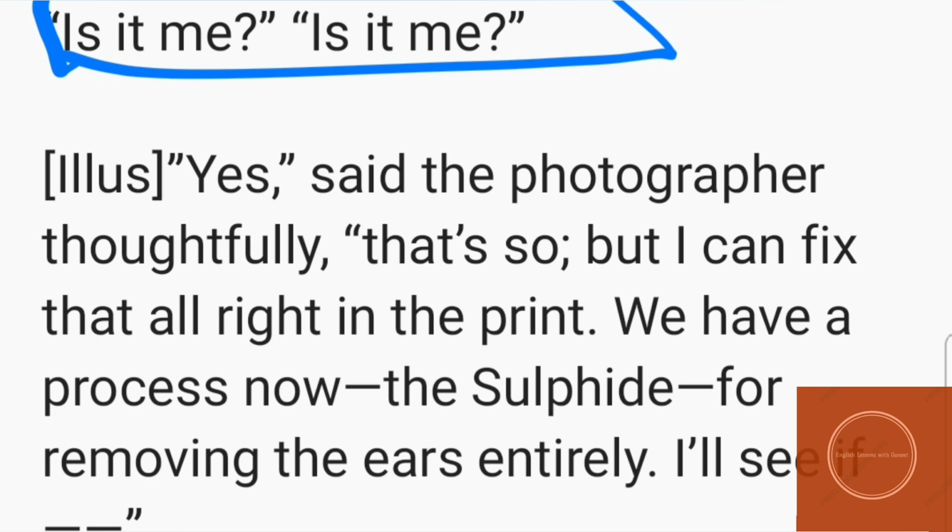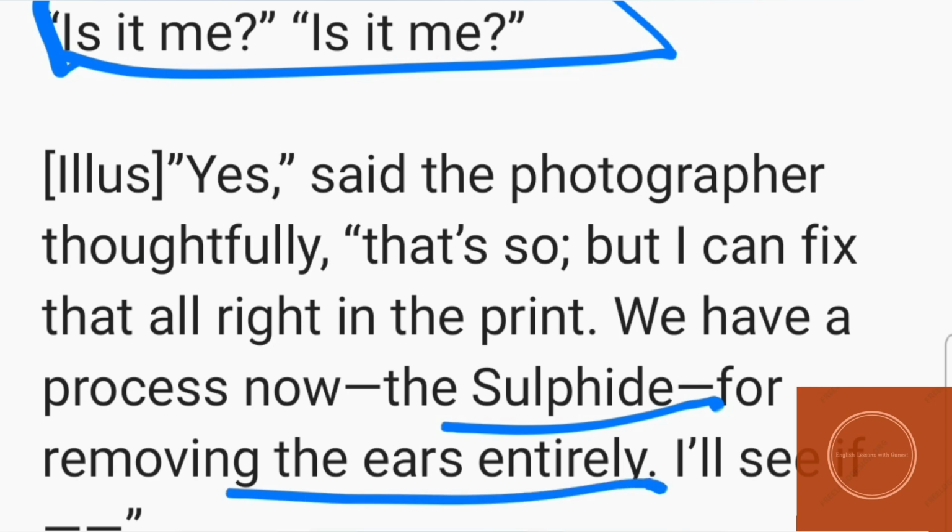"Yes," said the photographer thoughtfully. "Not so. But I can fix that all right in the print. We have a process now, the sulfide, for removing the ears entirely. I'll see if..." Now the photographer still is not satisfied. He is again and again making comments about the man's body, and he is again saying that we have a process called sulfide, in that process we can completely remove your ears, and they will do the further adjustments also. And he's saying all the other problems that are there, they can fix in the print. "Now I can fix that all right in the print."